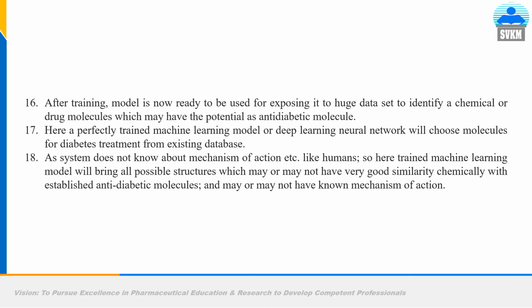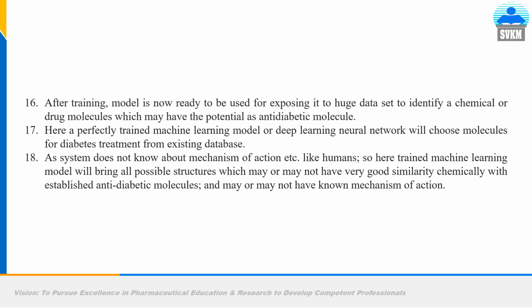After training, the model is now ready to be used for exposing it to a huge dataset to identify a chemical or drug molecule which may have the potential as an anti-diabetic molecule. Here a perfectly trained machine learning model or deep learning neural network will choose a molecule for diabetes treatment from an existing database if it is repurposing, or it will make or generate from scratch, that is de novo drug design, if you are going to use a generative type of deep learning model, that is autoencoders of various types.